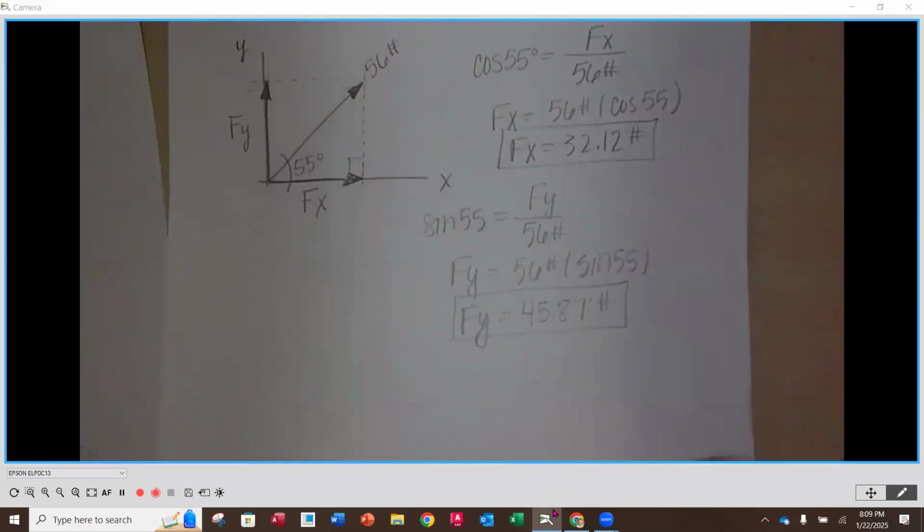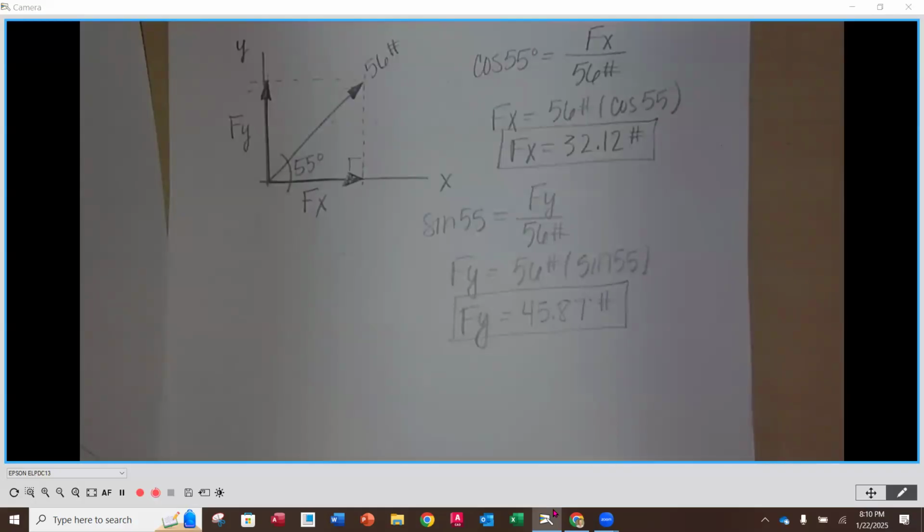Now, what does this tell us? So we broke our 56-pound force that was at 55 degrees into two components. What it says is if I pull on that same point horizontally with 32.12 pounds and I pull vertically on that same point with 45.87 pounds, I will have the same net effect going up and to the right as if I would have just the one force.